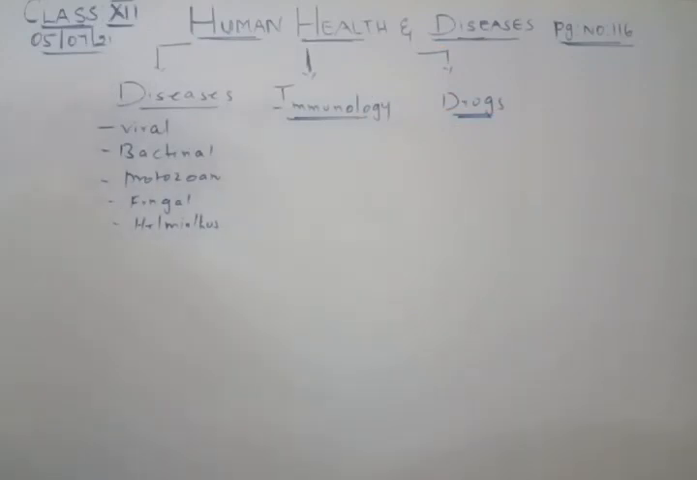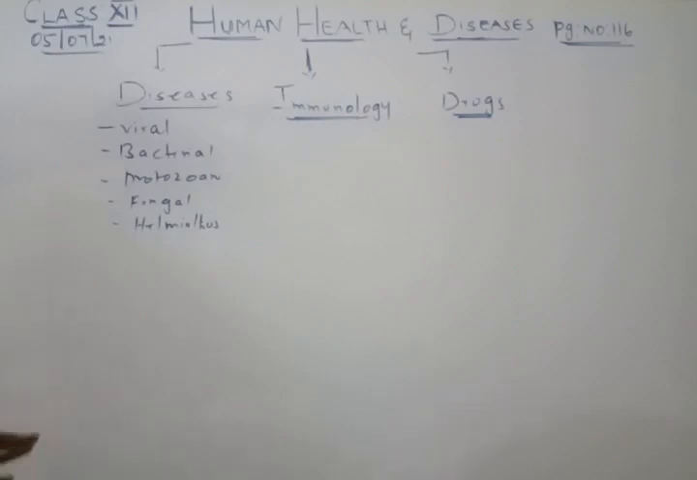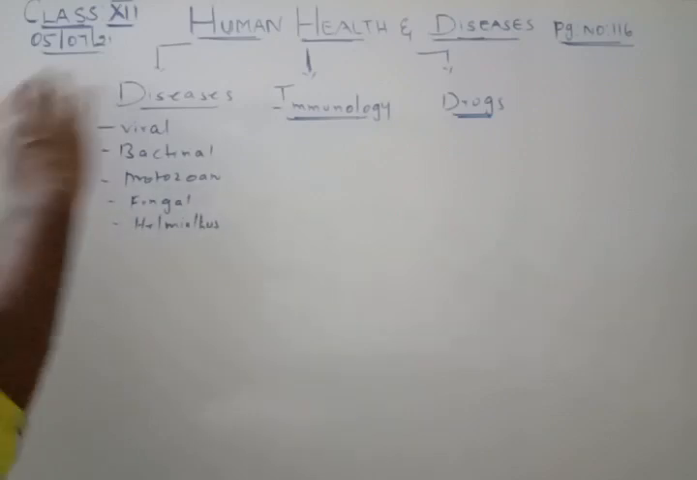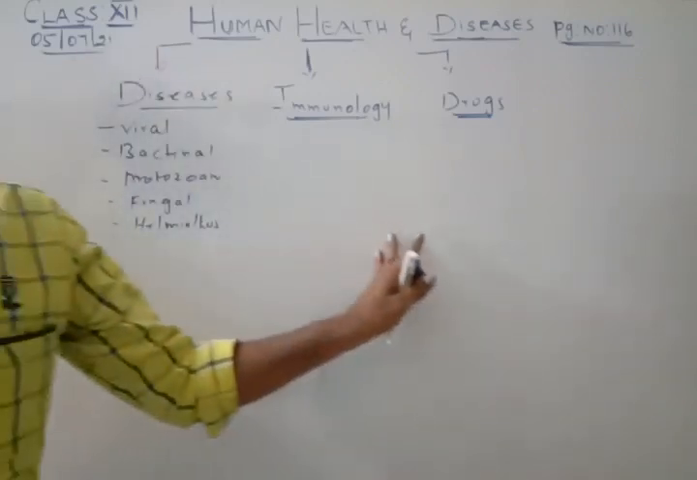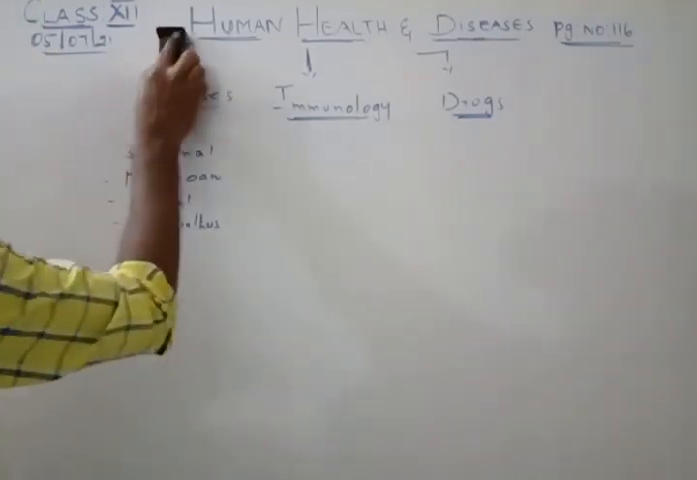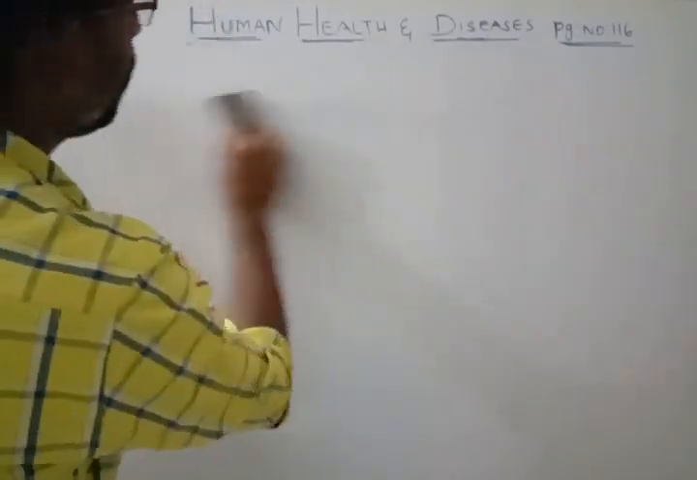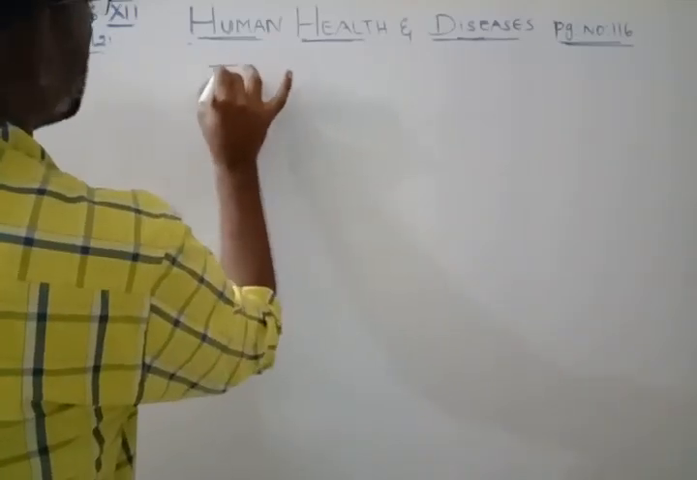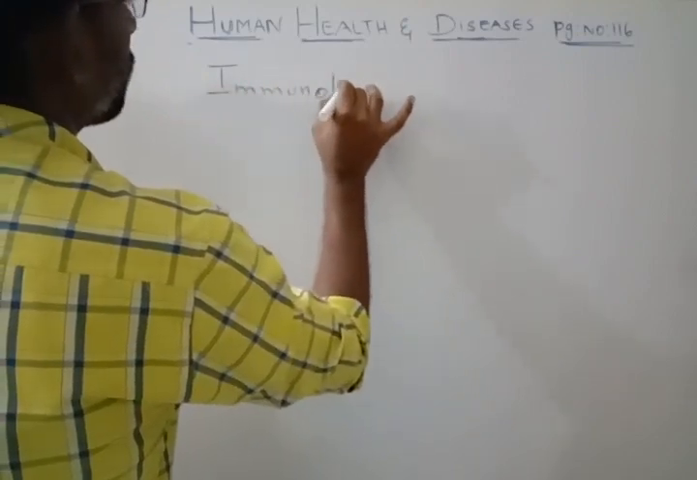Today we are going to discuss the immunological part, because among these everything is important, but ultra important is the immunological part. So first we will discuss the entire immunological content, and then we will discuss the diseases as well as the drugs. Okay, so today we are going to concentrate on human health and disease. Under human health and disease we are going to talk about immunology.